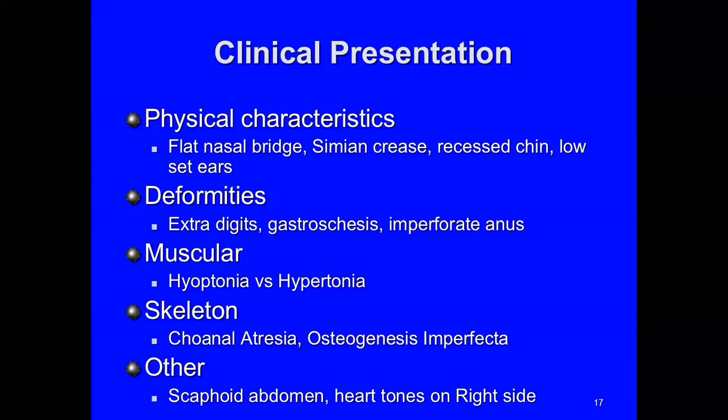So these are some developmental deformities, and also some other muscular deformities like hypotonia versus hypertonia. They can show whether they are hypertonic or hypotonic, skeletal abnormalities, and also choanal atresia and osteogenesis imperfecta. This is also a disorder that can be seen in autosomal dominant disorders.